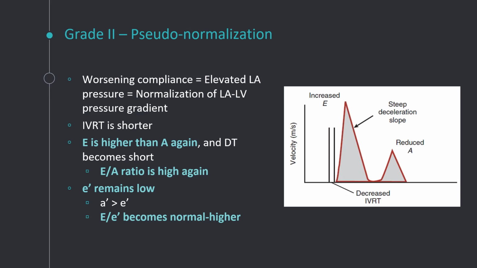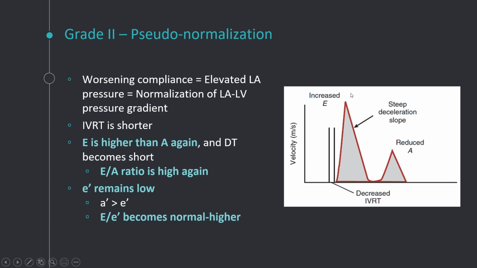Once you have elevated LA pressure, now the story is different, because the LA and LV pressure gradient we were talking about before, that lessened because of decreased E wave, is now normalized. Now LA pressure is high again. So now you have high LA and LV pressure gradient again. So what you have is what we call pseudo-normalization.